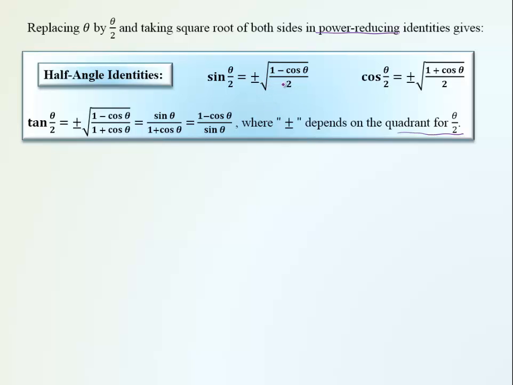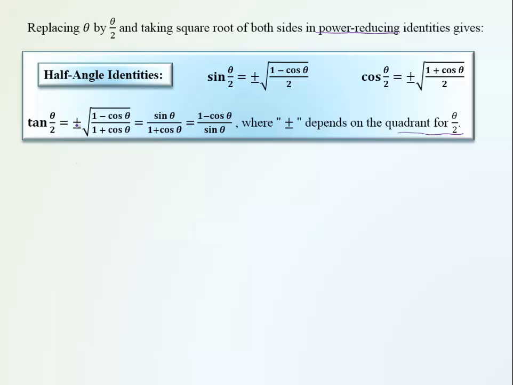So as you see, the 2 will be reduced and we'll end up with root of 1 minus cosine over 1 plus cosine, up to the sign. Again, you determine the sign by looking at which quadrant we have our theta half.